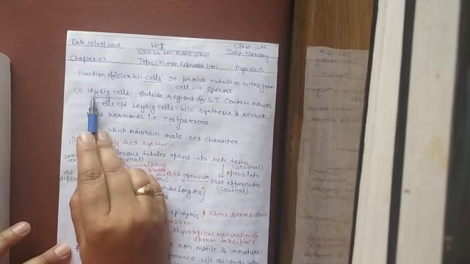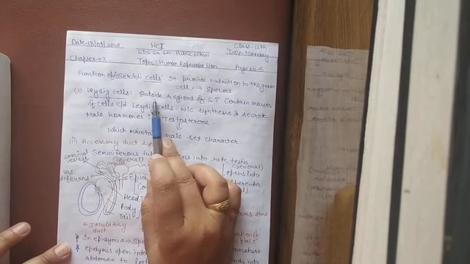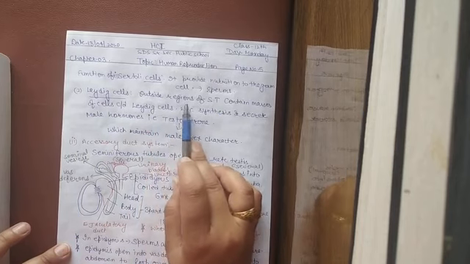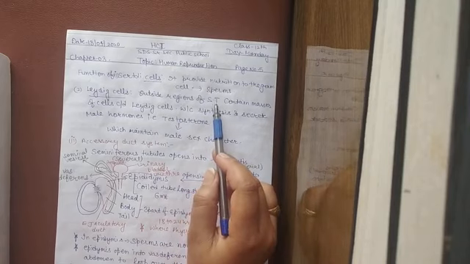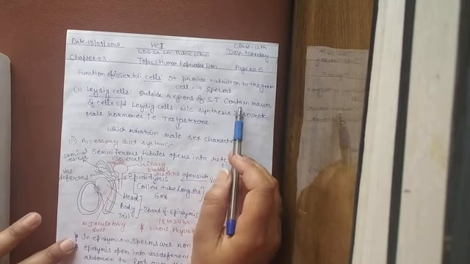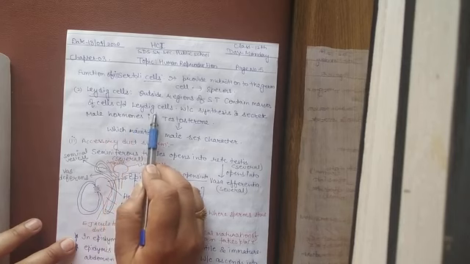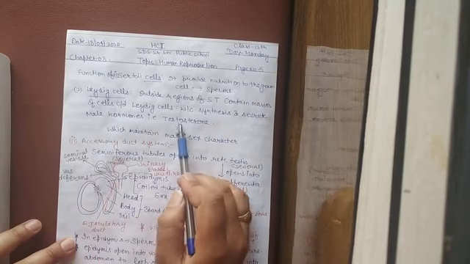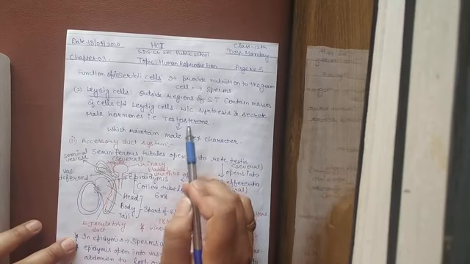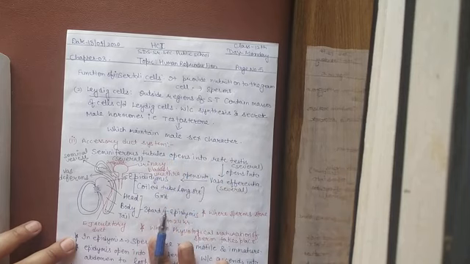Next one is the function of the Leydig cells. Leydig cells are present in the outside region of the seminiferous tubules. It contains a mass of cells known as the Leydig cells, which synthesize and secrete the male hormone, testosterone. Testosterone's main function is to maintain male sex characters.